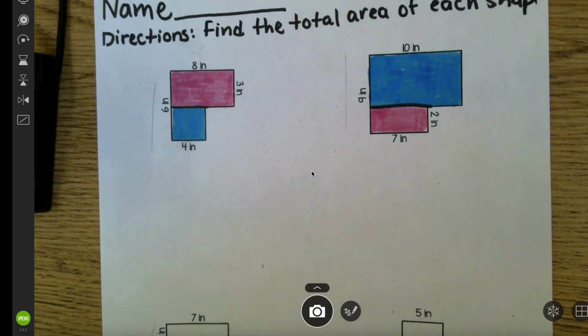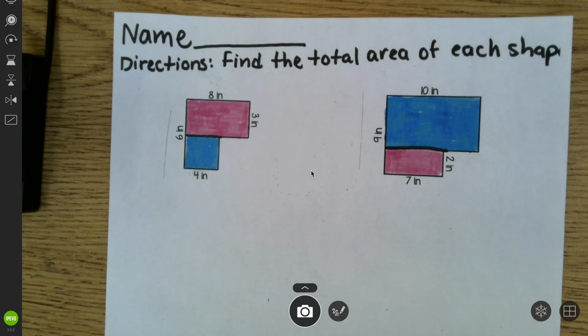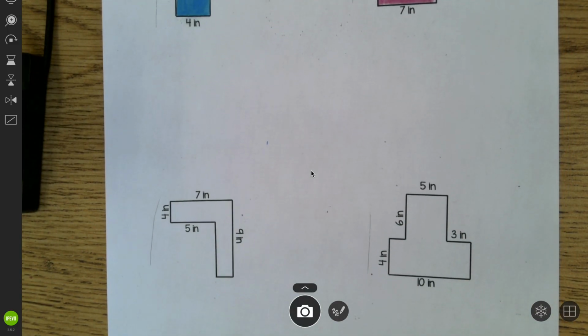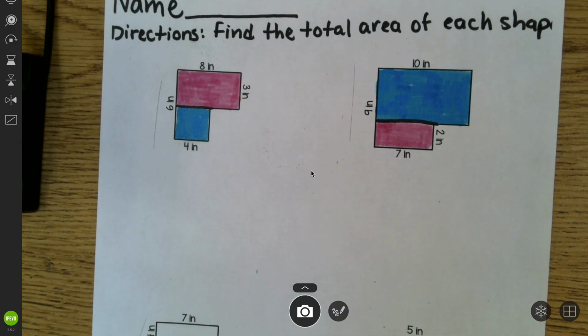Oh, hello, it's homework time. Okay, so for your homework, there's 4 irregular shaped or combined rectangles, and you're gonna find the total area for each of them.